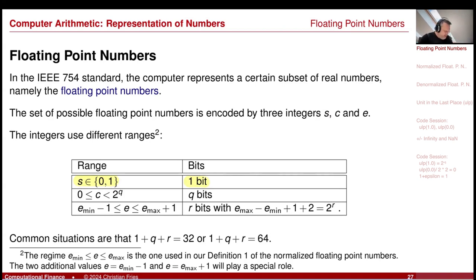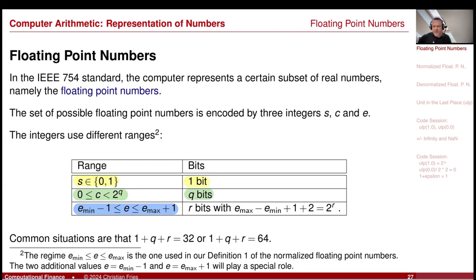I just need one bit. And then it's maybe a matter of choice. For the c, we choose c between 0 and 2 to the power of q, 0 included, 2 to the power of q not included. So I have 2 to the power of q different values for c. That requires q bits. And then for the e, there is a lower bound e min minus 1 and an upper bound e max plus 1. I will comment on the strange choice, why we have e min minus 1, one additional value on the left, and e max plus 1, one additional value on the right, in the next slide.